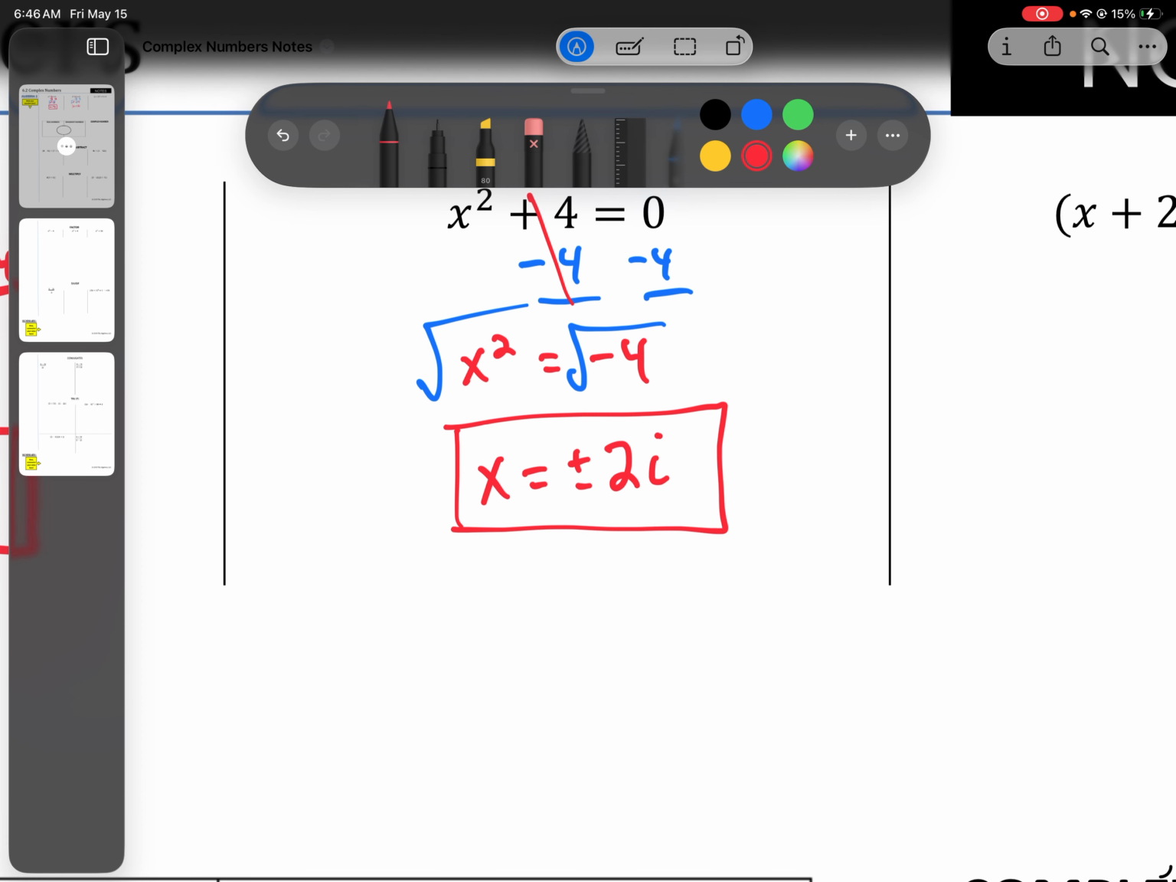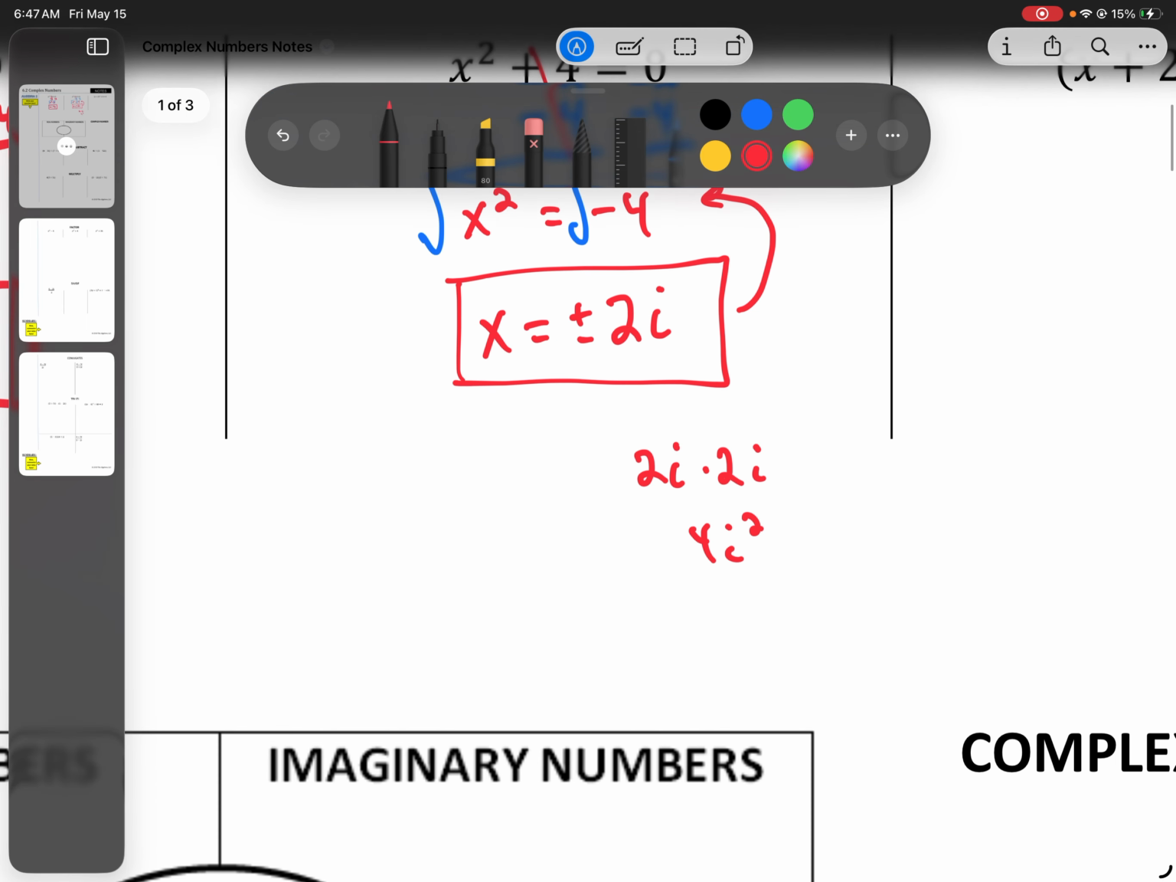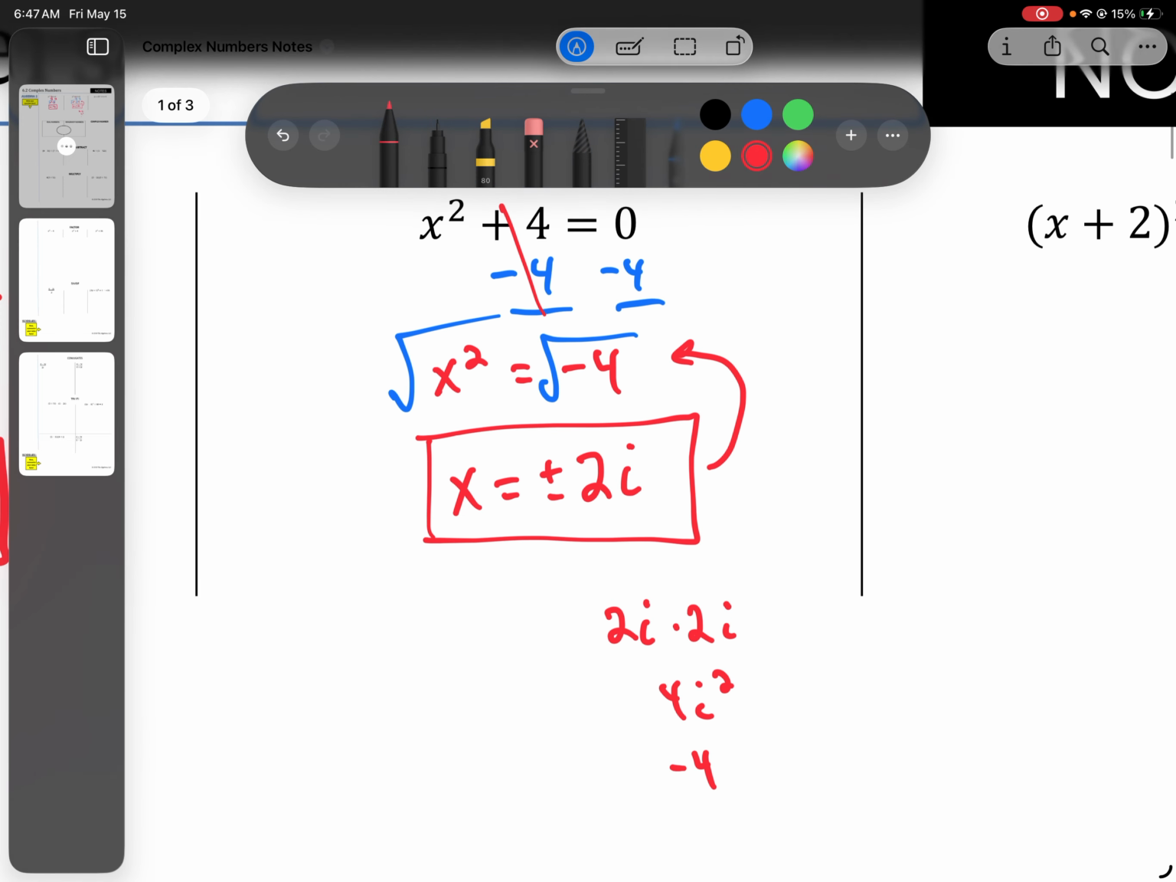Remember, 2i times 2i, I just want to prove to you that it's negative 4. 2i squared, or 2i times 2i, is 4i squared. And then i squared is negative 1, so that's equal to negative 4. So when you square 2i, you actually get negative 4. And then, of course, if you square negative 2i, when you multiply a negative times a negative, you still get positive 4i squared, which is negative 4.